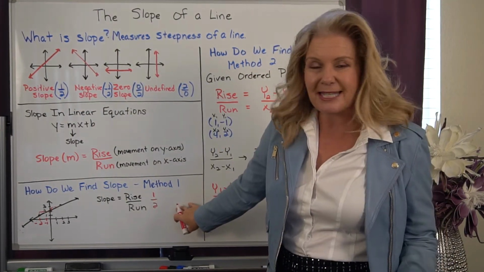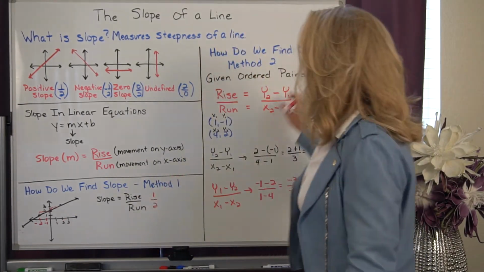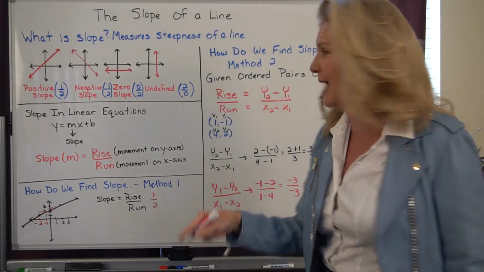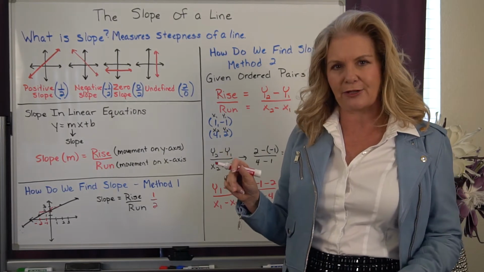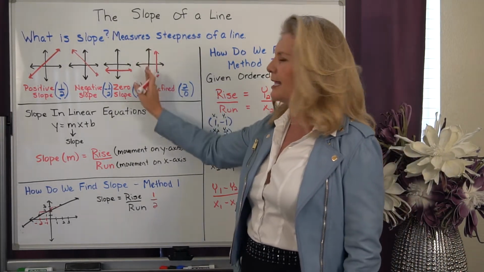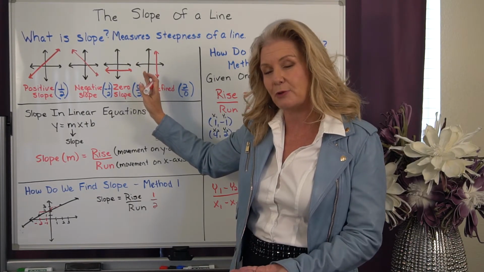Well, sometimes they don't give us a graph, so we can't just count it out. A lot of times what they're going to do is they're just going to give you an ordered pair. And if that's the case, then we use a formula for slope. Now, rise simply means the difference in movement on the y-axis. And to find the difference, it's always subtraction.